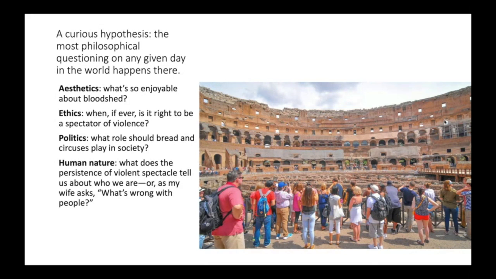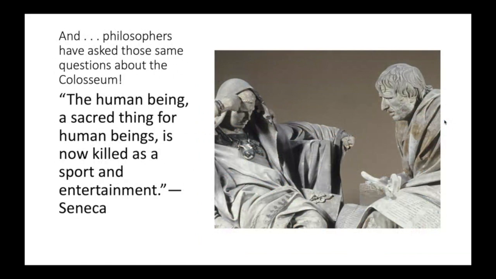Aesthetics: what's so enjoyable about bloodshed? Ethics: when is it right to be a spectator of violence, if ever? Politics: what role should bread and circuses play in society? Human nature: what does the persistence of violent spectacle tell us about who we are? Or as my wife asks when she's in the Colosseum, what's wrong with people? And then it turns out philosophers have been asking those same questions about the Colosseum itself.